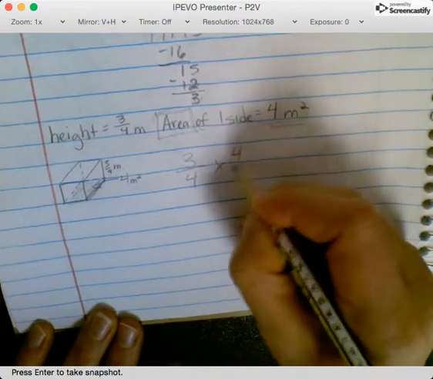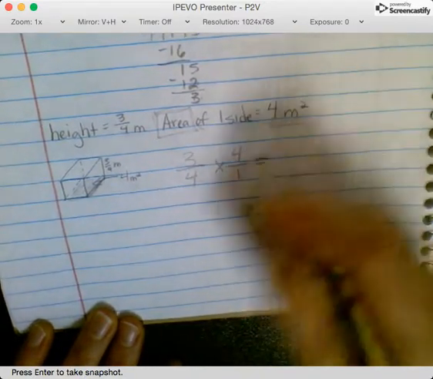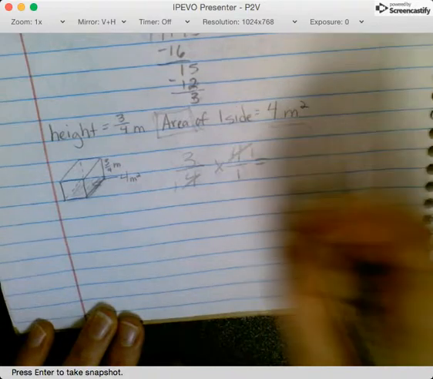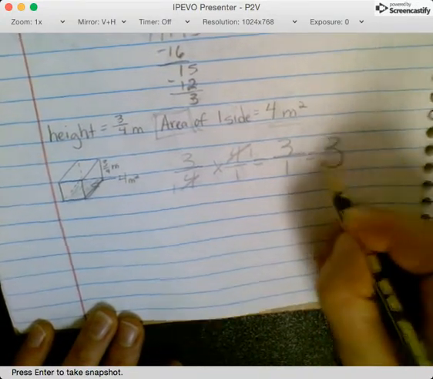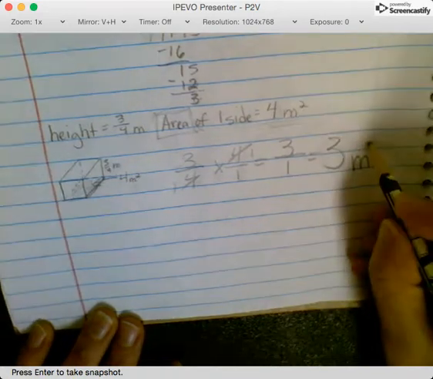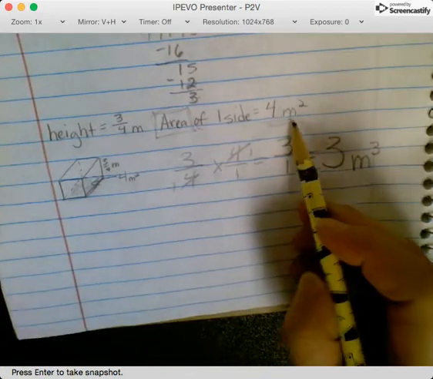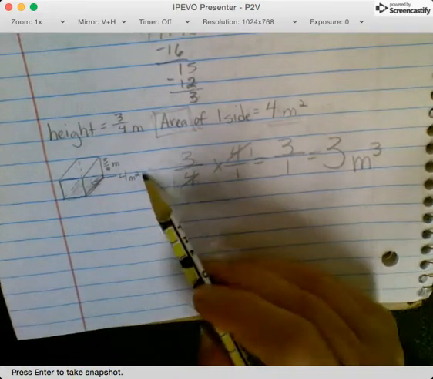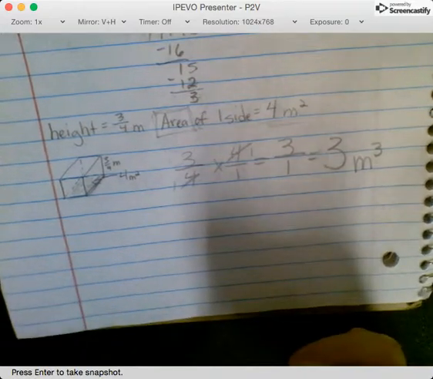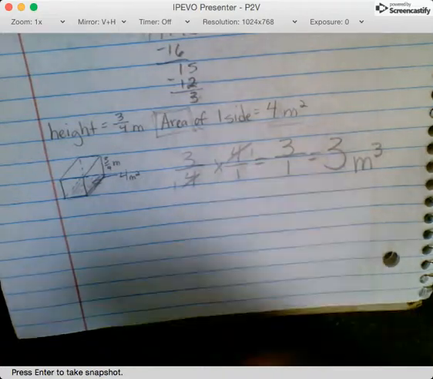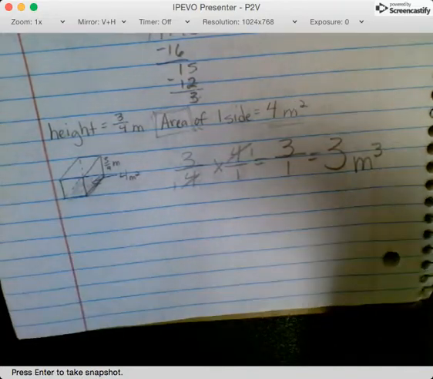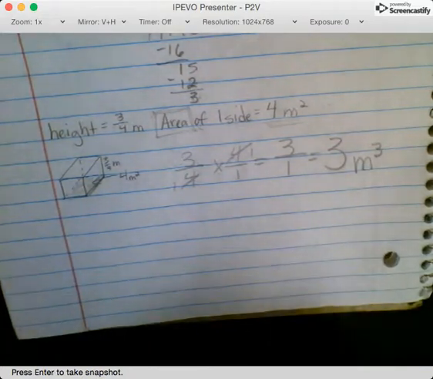3/4 times 4 over 1. And those two cancel each other out. And I get 3 over 1, which is the same thing as 3 meters cubed. And kind of a hint that it's going to be the area is if it has a 2 above it. If it's just a length of a side, then it's just a single meters. Okay, so those are a few examples of what you may see in your work.